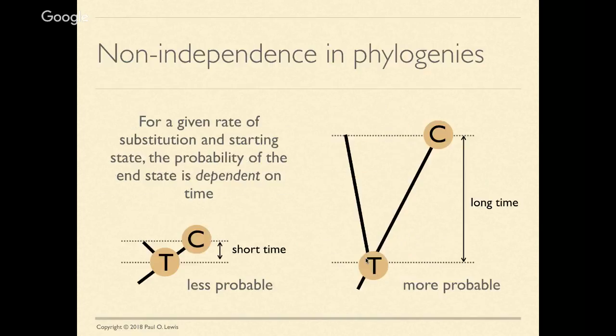As another example, the probability of a difference across an edge, here T changes to C, depends on time. So longer times make change more expected, all other things being equal. So it's clear that it would not be possible to see a change like this if no time at all had elapsed. So clearly there's a dependence on time.